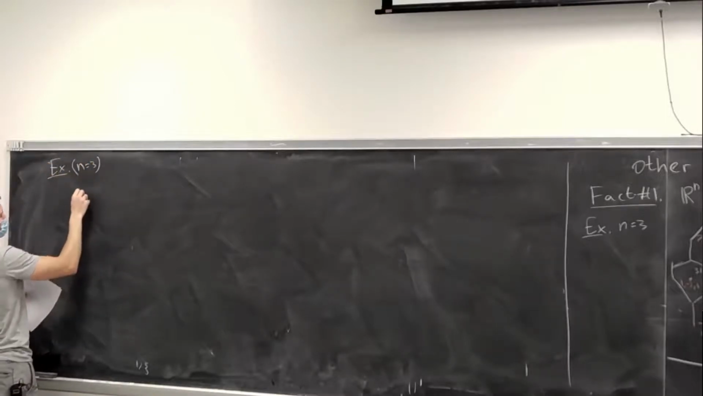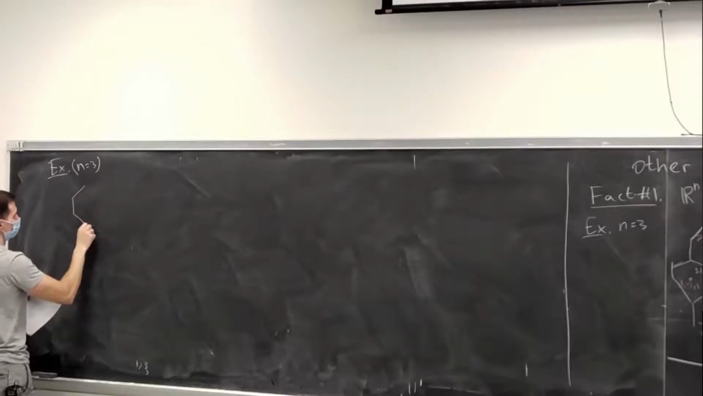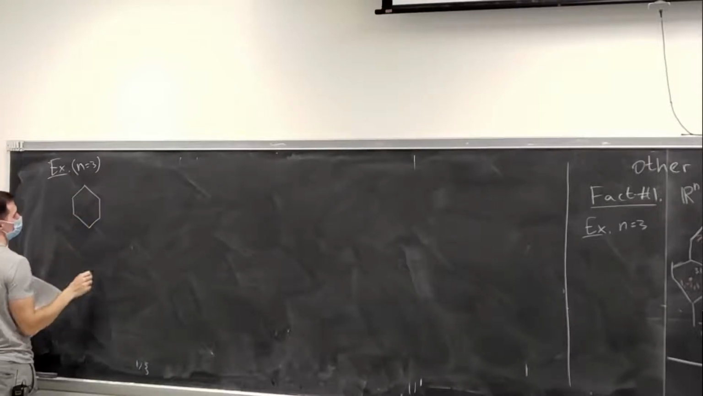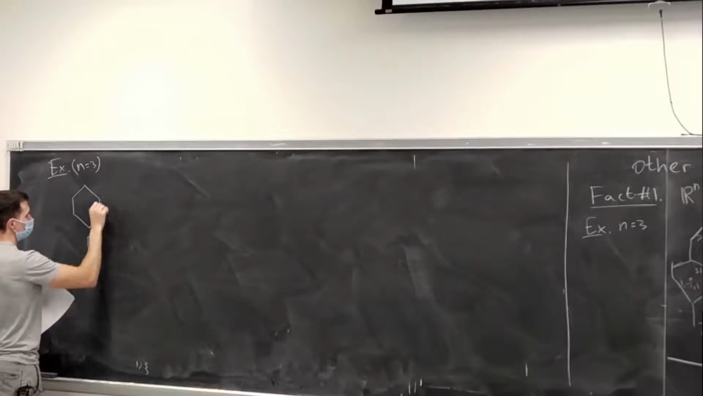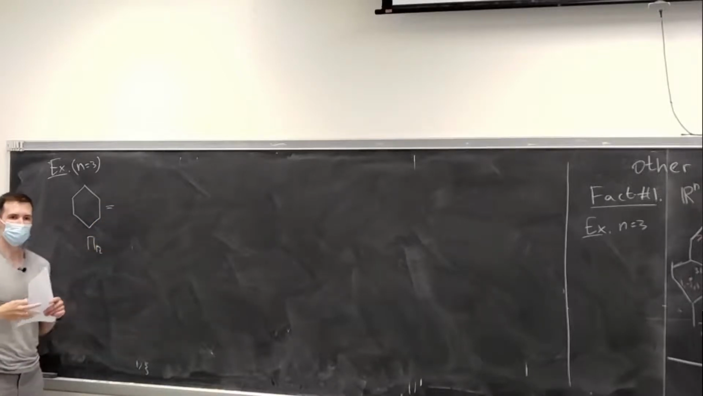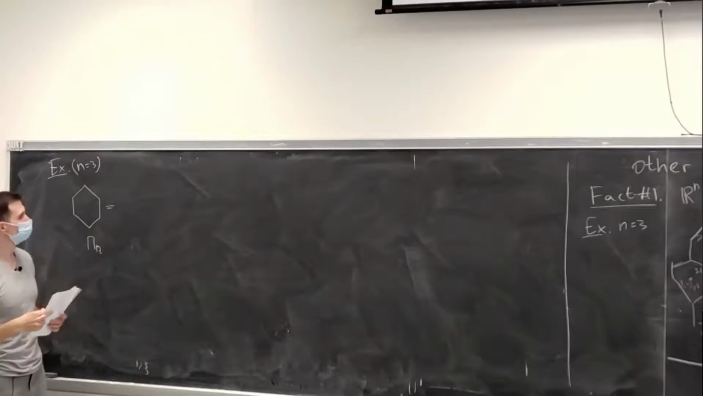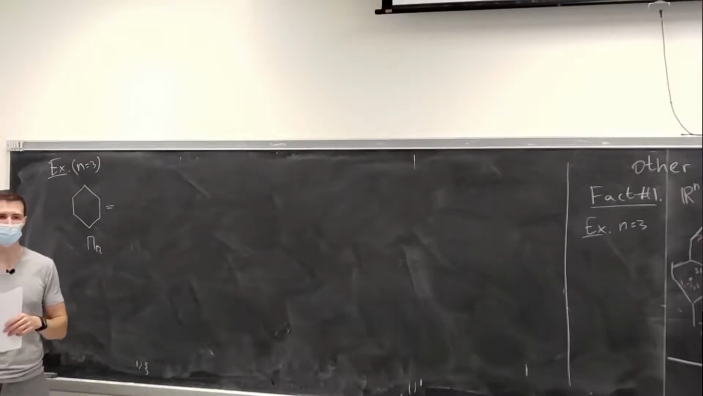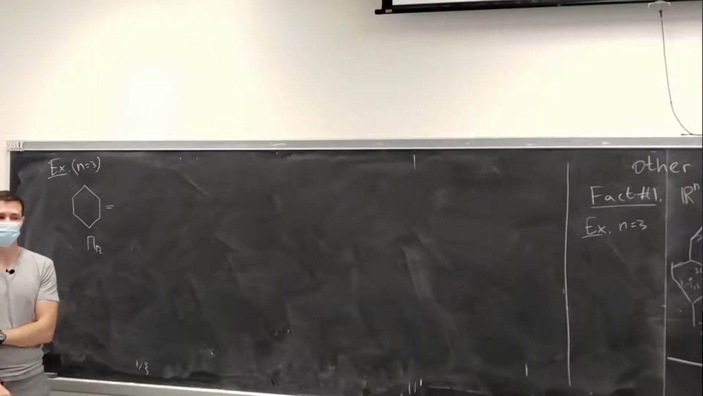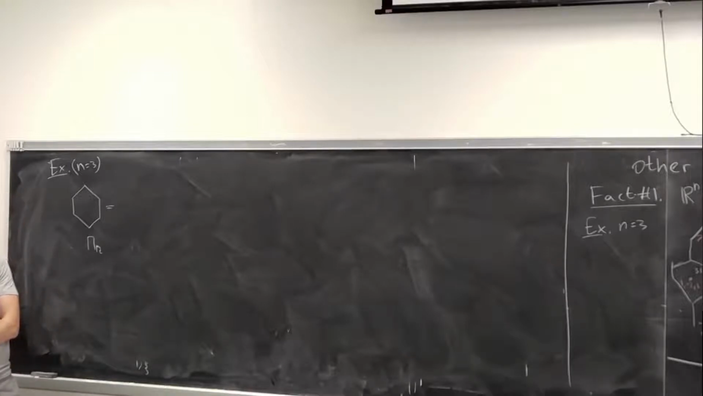I have the hexagon. By n should be equal to, according to that statement, the sum of some number of line segments. How many do I get? 3 choose 2. So that's three line segments.